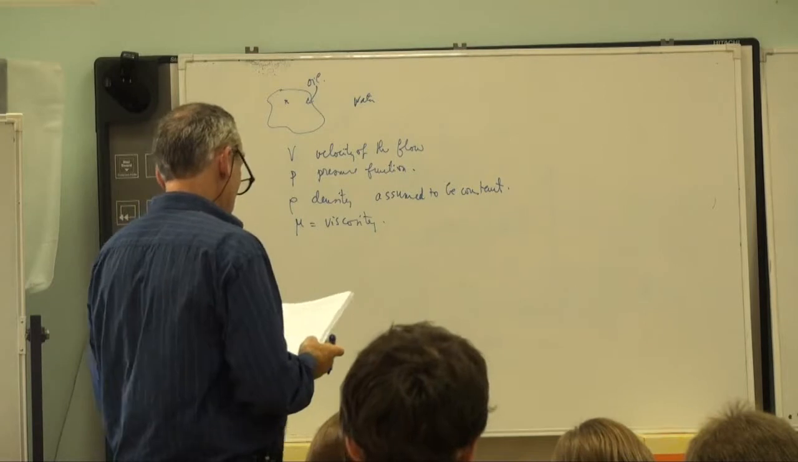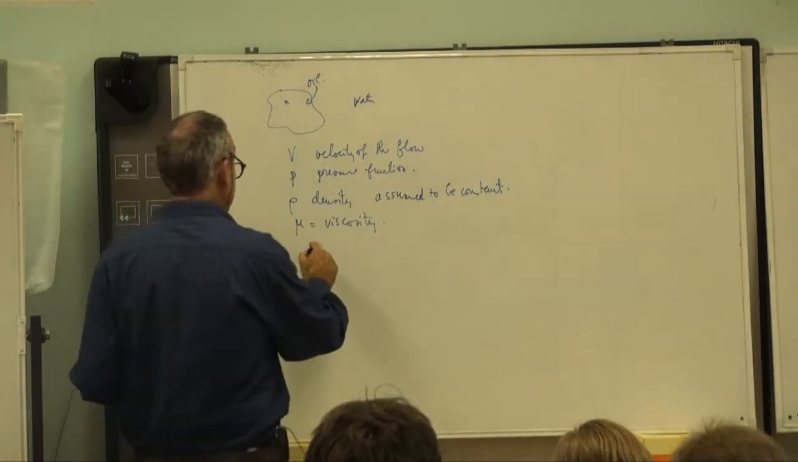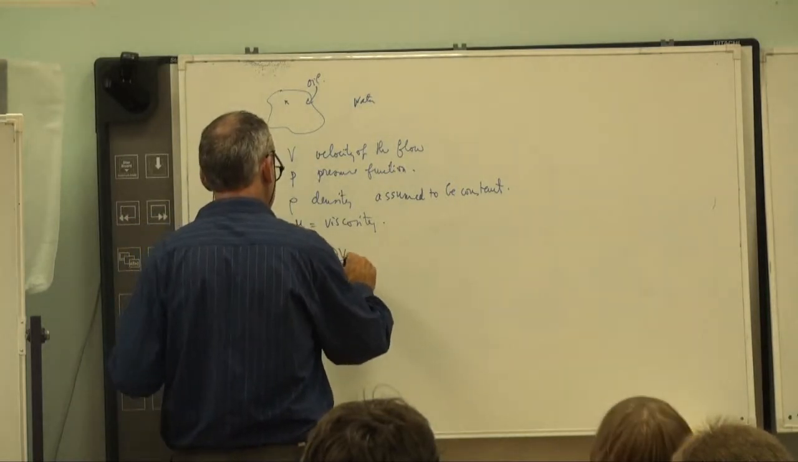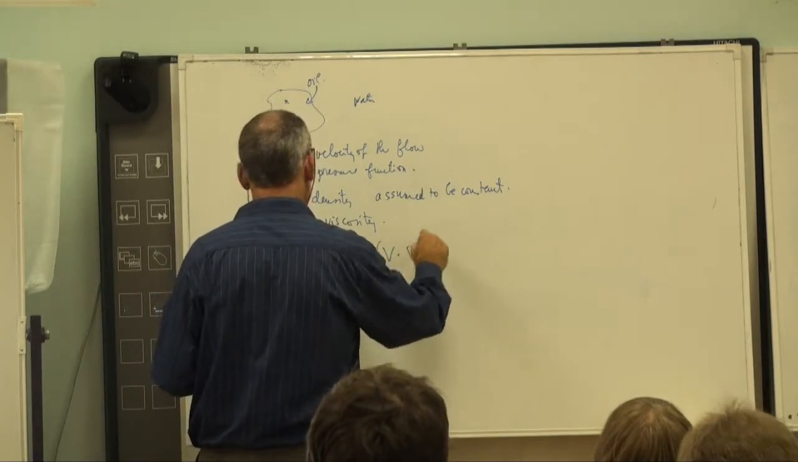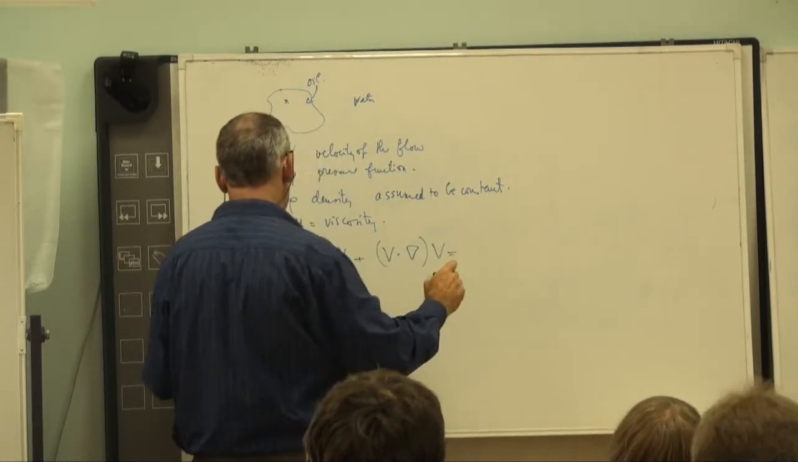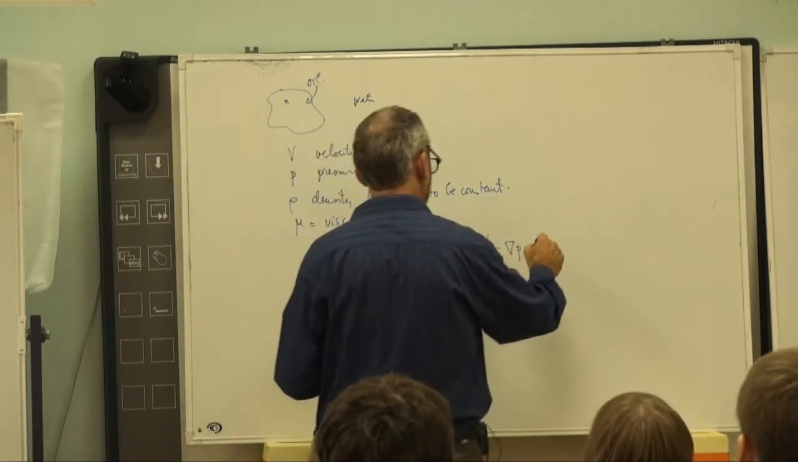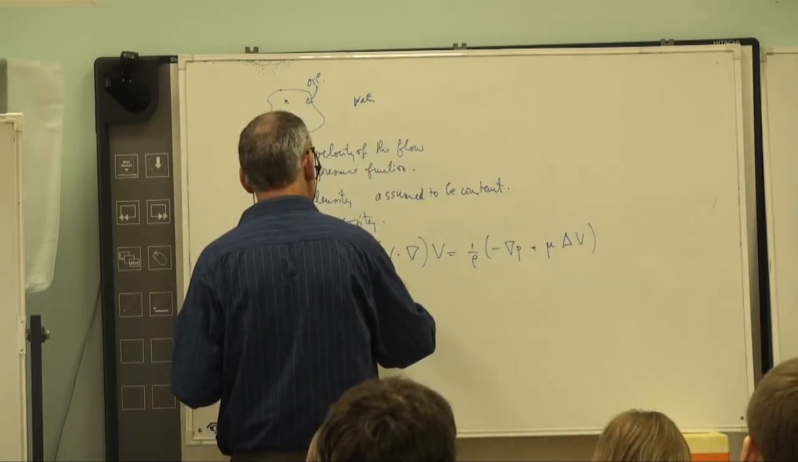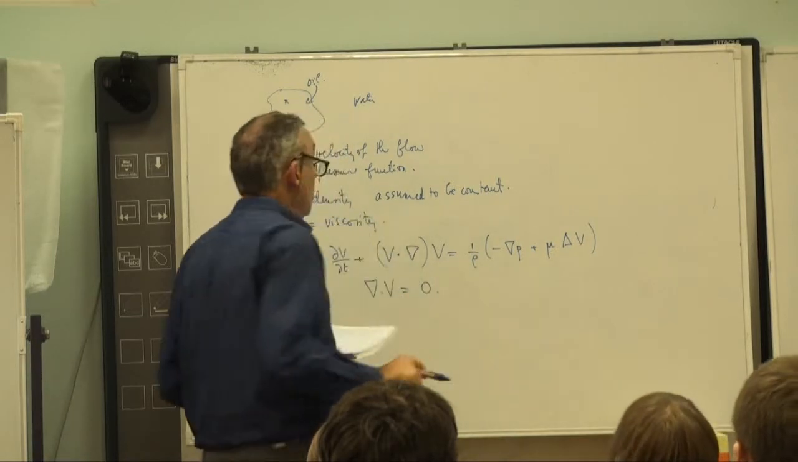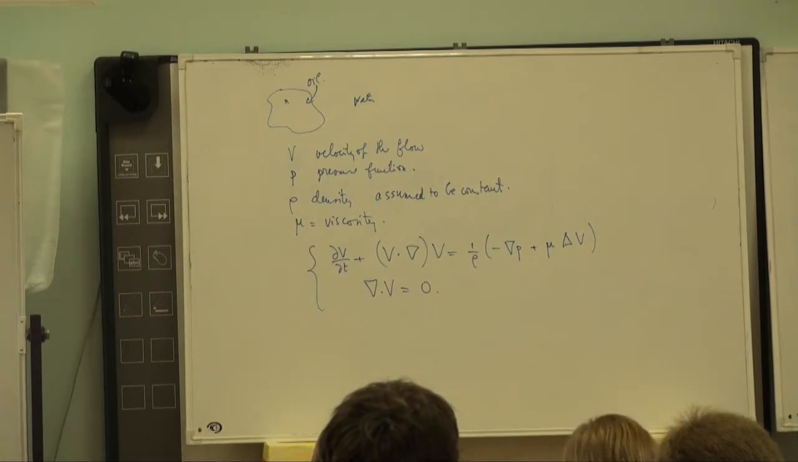Okay. So now the Navier-Stokes equation, if you neglect gravity, reads like this: dv over dt plus v dot gradient v is equal to 1 over rho times minus gradient of p plus mu Laplacian of v, and divergence of v equals 0. Okay, so this is a version of the Navier-Stokes equation for our situation.